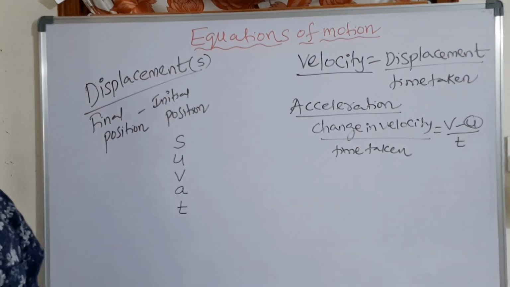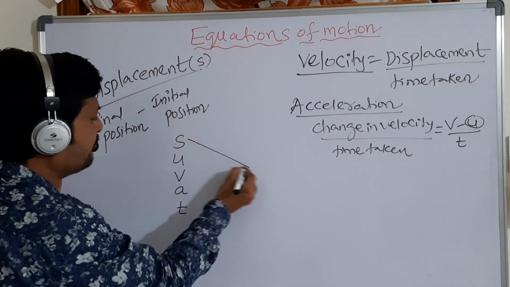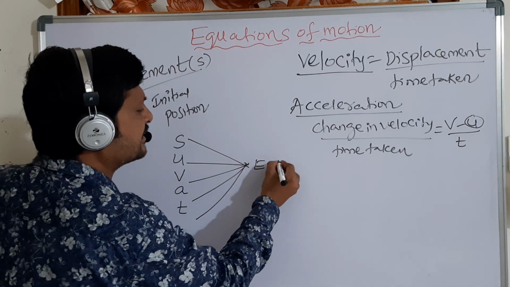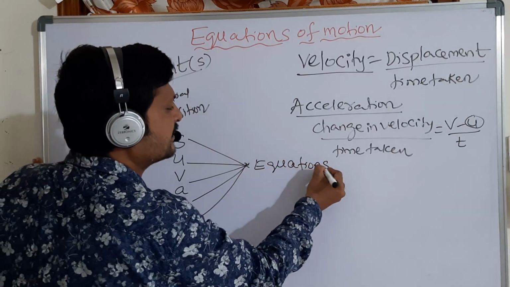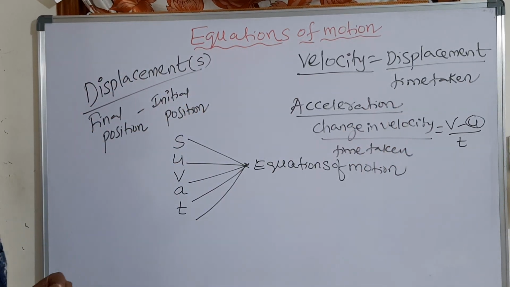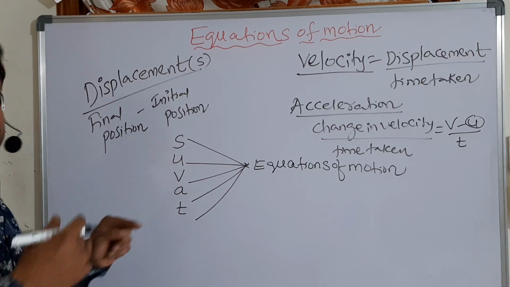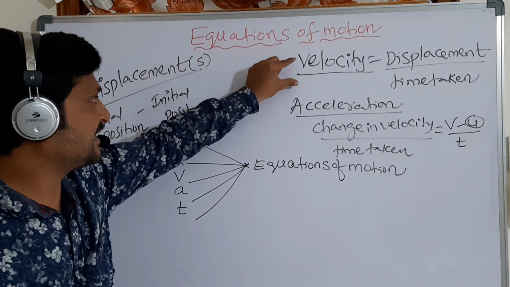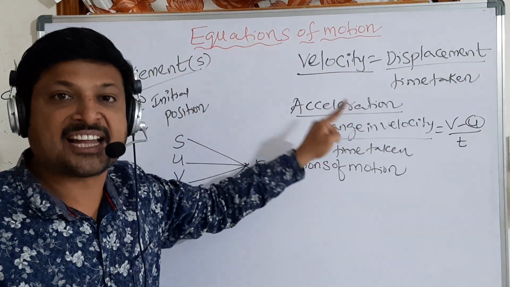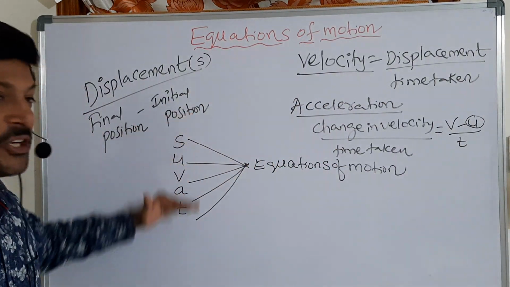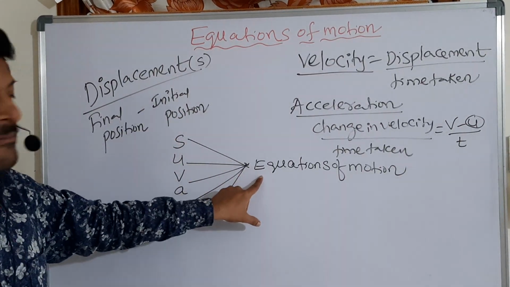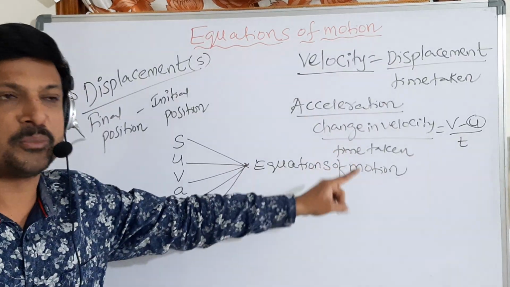What is the nature of the relationship between them? The nature of the relationship between them is called equations of motion. That means they are linked with each other. See here, velocity depends on displacement, acceleration depends on velocity. That's why they are related to each other, and how they are related, that relationship between them is called equations of motion.